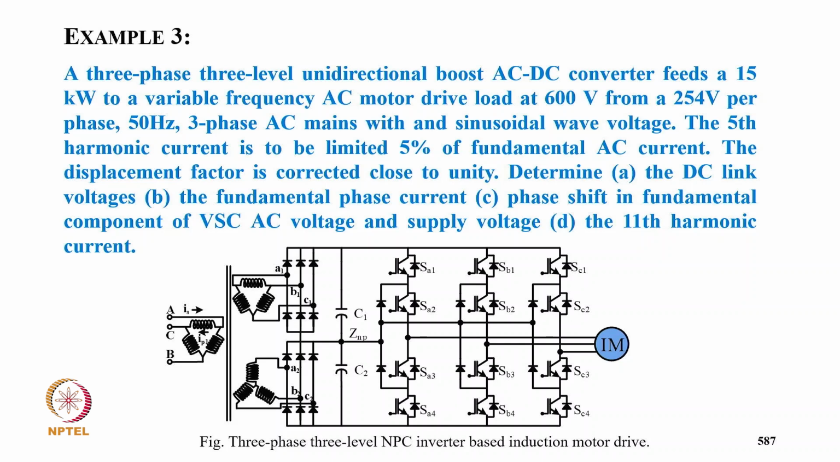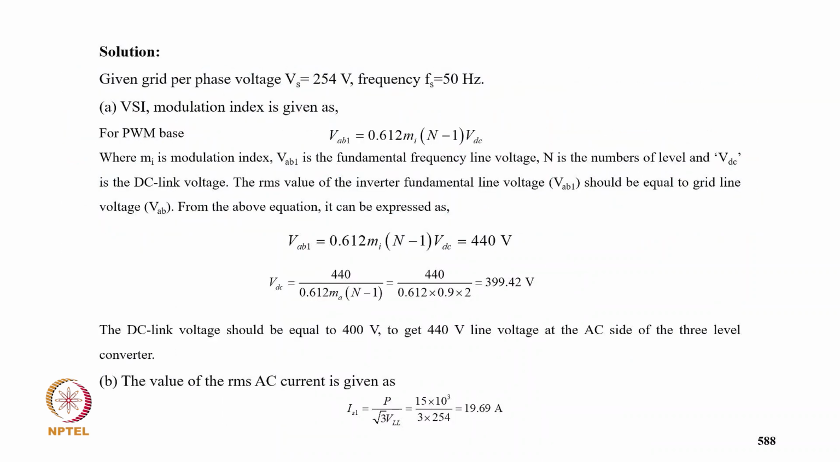So coming to example 3: a 3-phase 3-level unidirectional boost AC/DC converter feeds 15 kilowatt to a variable frequency AC motor drive load of 600 volt from a 230 volt 50 hertz 3-phase AC mains with sinusoidal voltage. The fifth harmonic current is to be limited to 5% of fundamental. The displacement factor is close to unity. Determine the DC link voltage, fundamental AC voltage, phase shift in the fundamental component of voltage source converter AC voltage, and the 11th harmonic. So you can see the 12-pulse 3-level converter for induction motor drive.